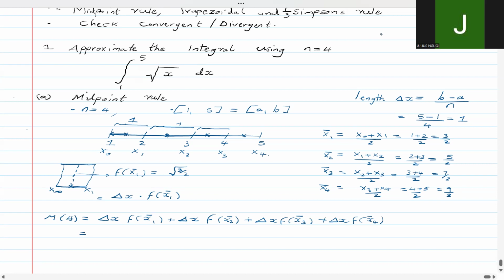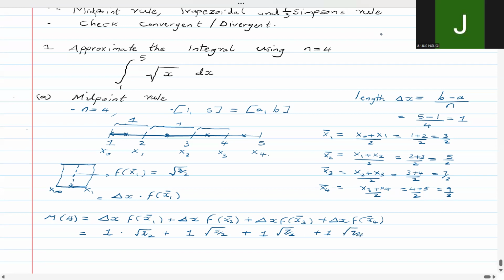So simplifying, the interval is uniform, which is 1. So I can just have 1 times f at x1, which is square root of 3/2, plus, again, 1 times f at x2, and x2 is 5/2, so square root of 5/2, plus, spacing again 1, f at x3 with a bar, that is square root of 7/2, plus, again, 1, uniform length, f at x4 bar, which is square root of 9/2.